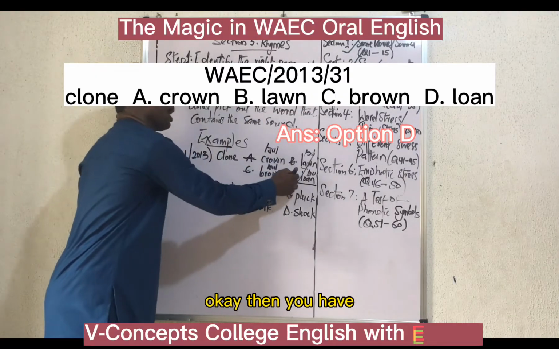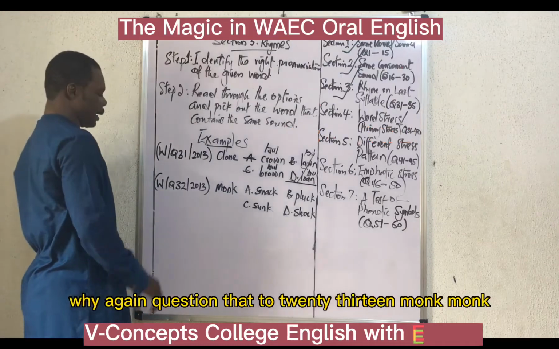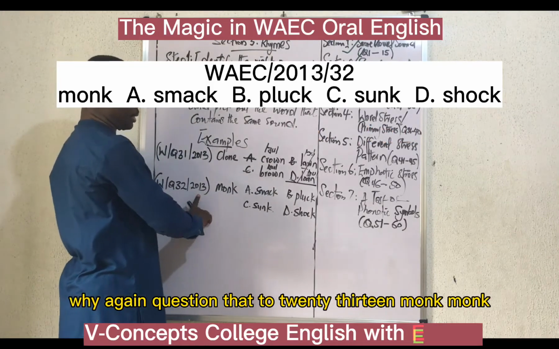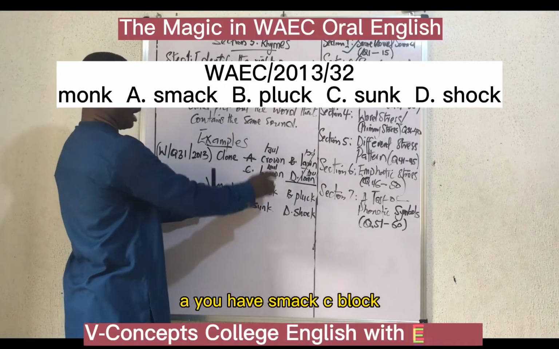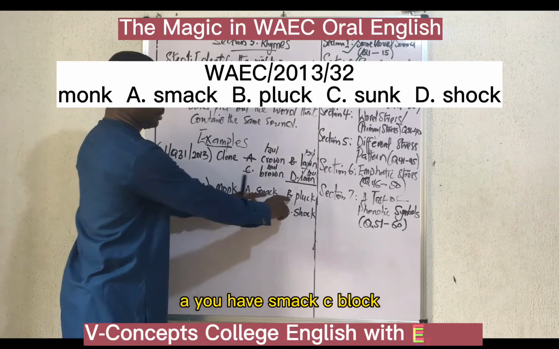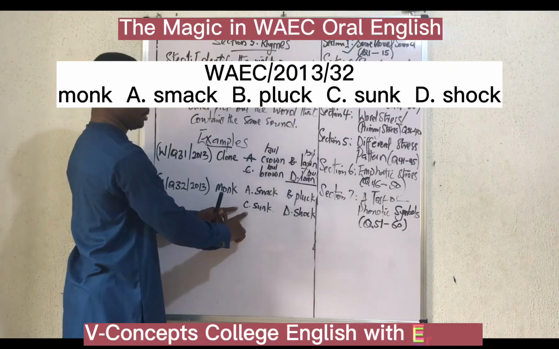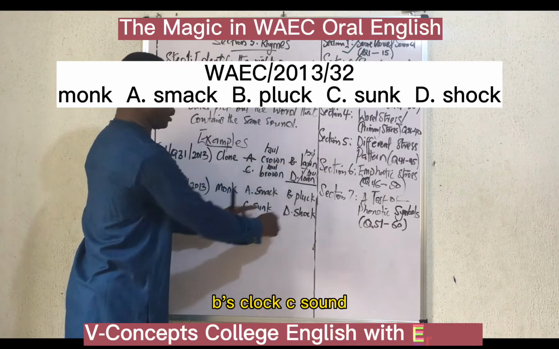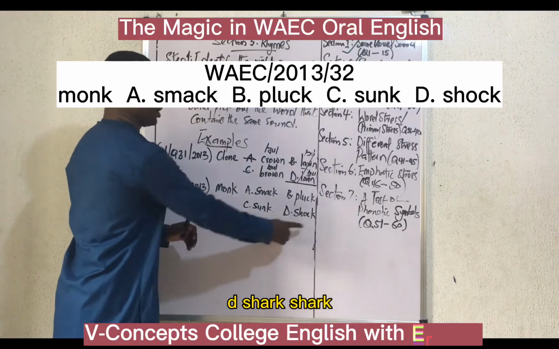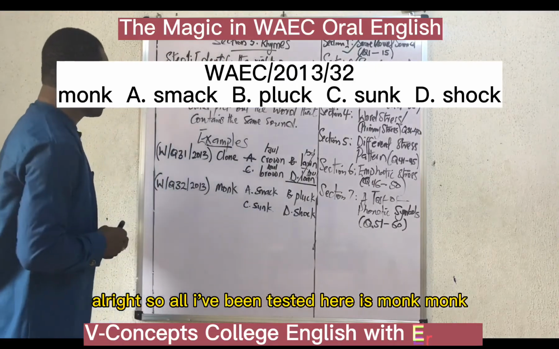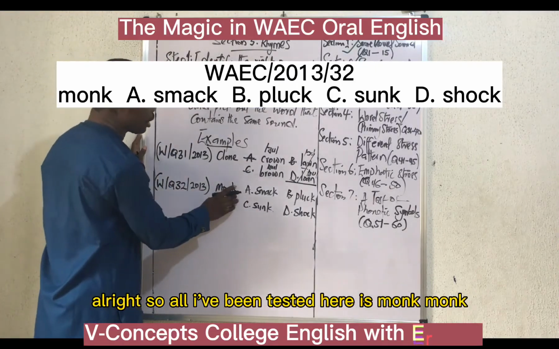Then you have WAEC again, question 32, 2013. Monk. A, you have smack. B, pluck. C, sunk. D, shuck. Alright. So what we are being tested here is monk.